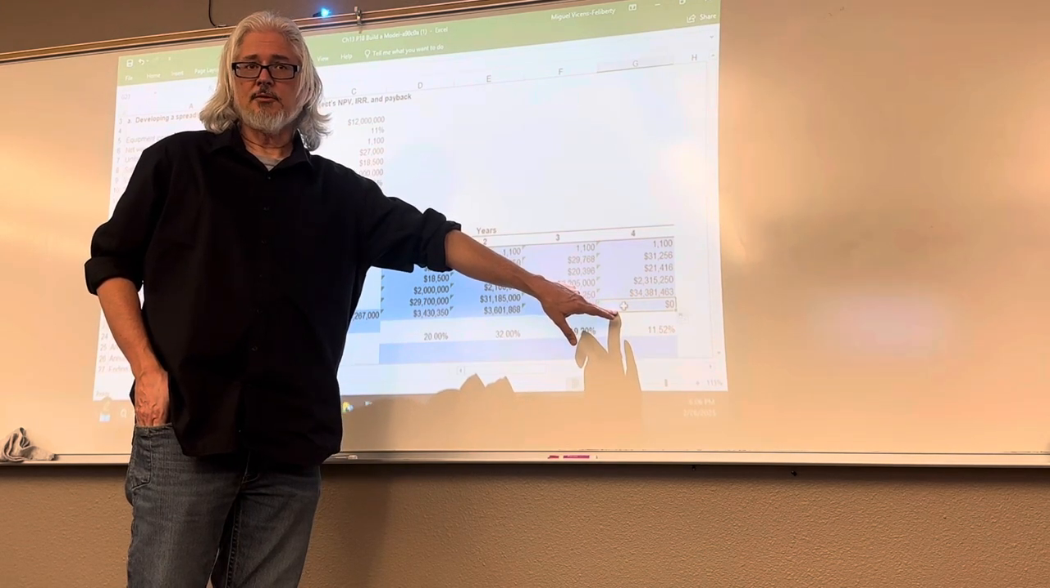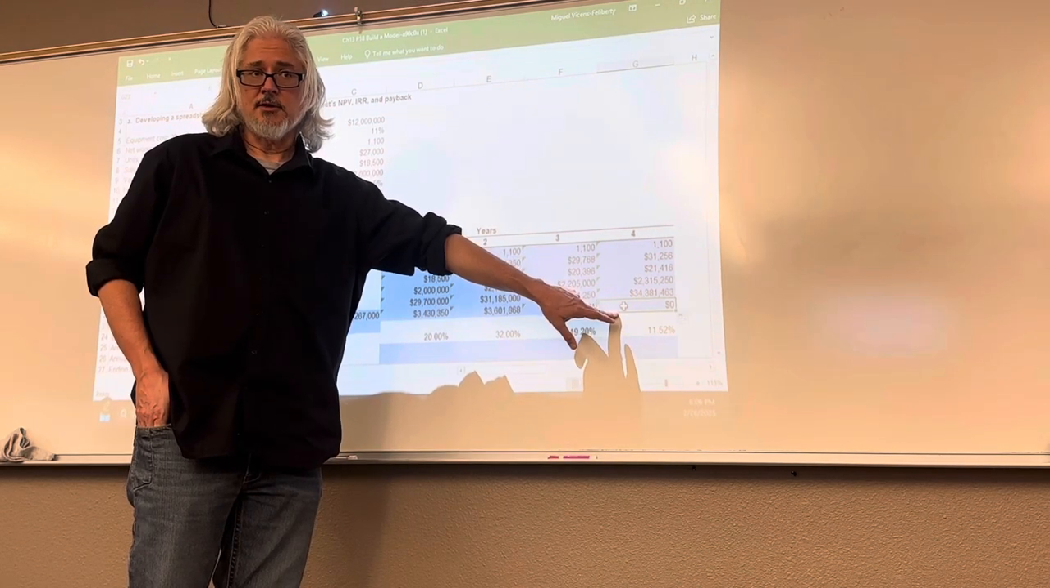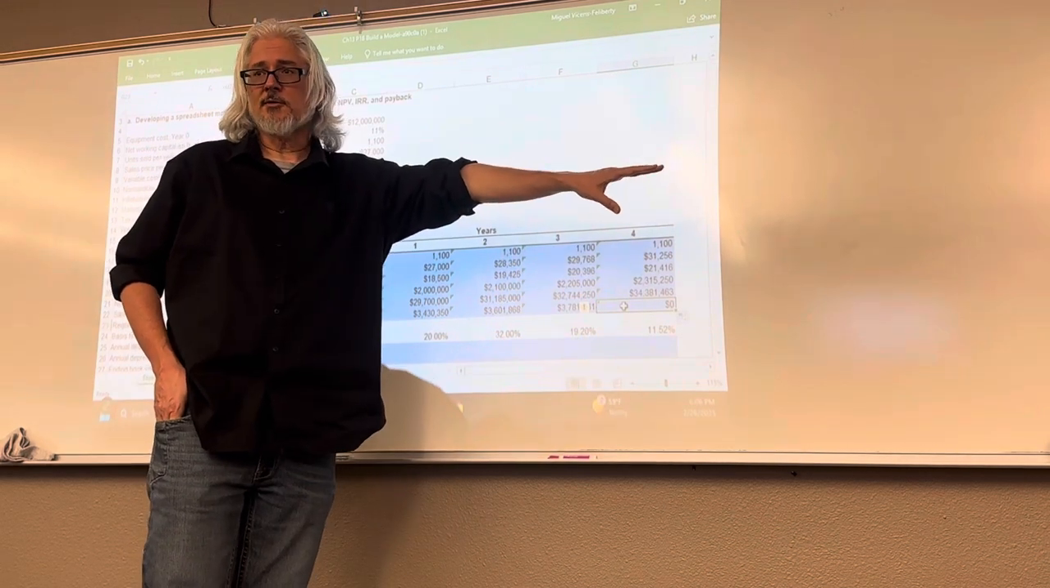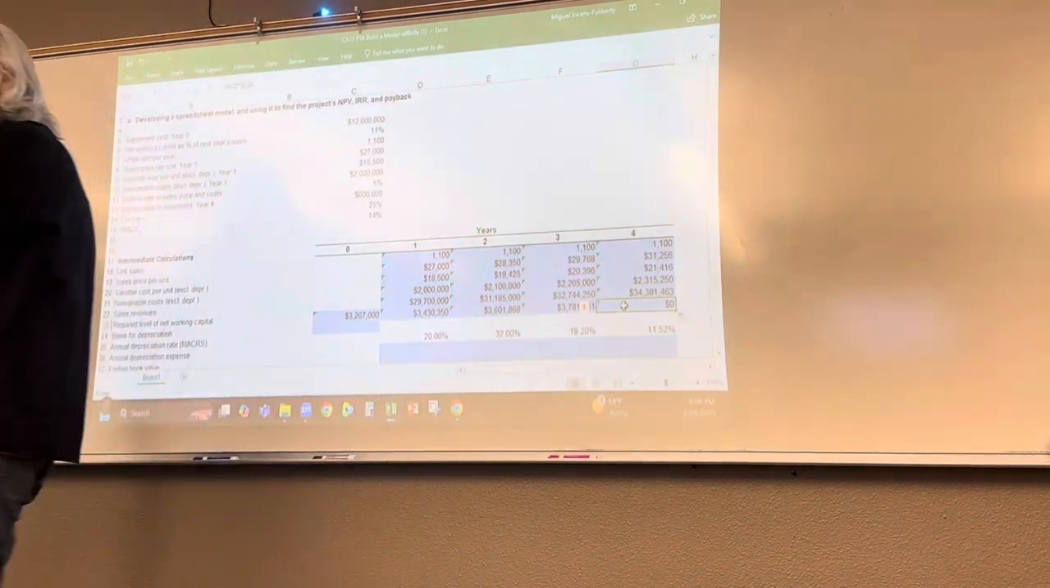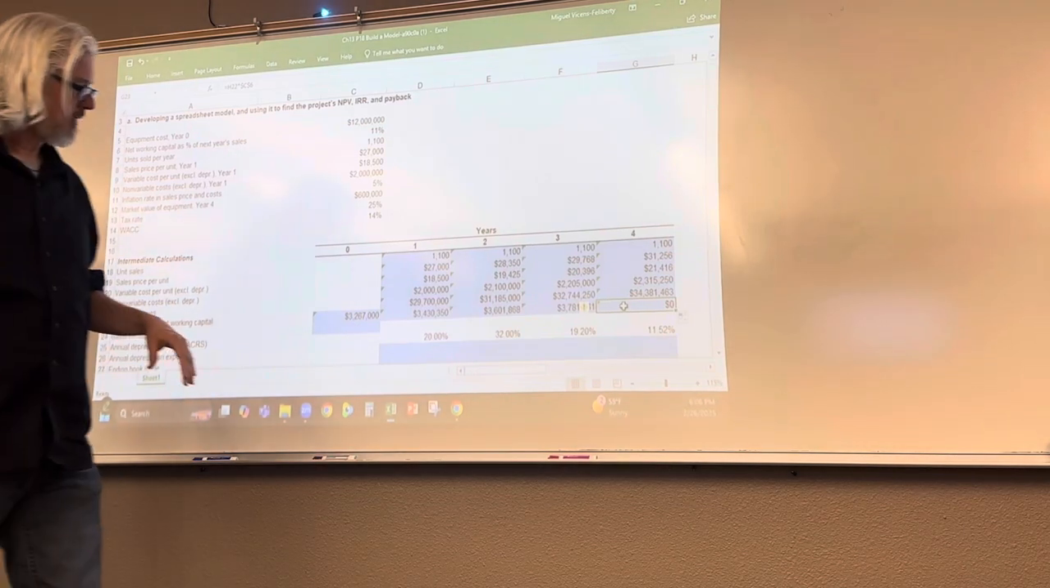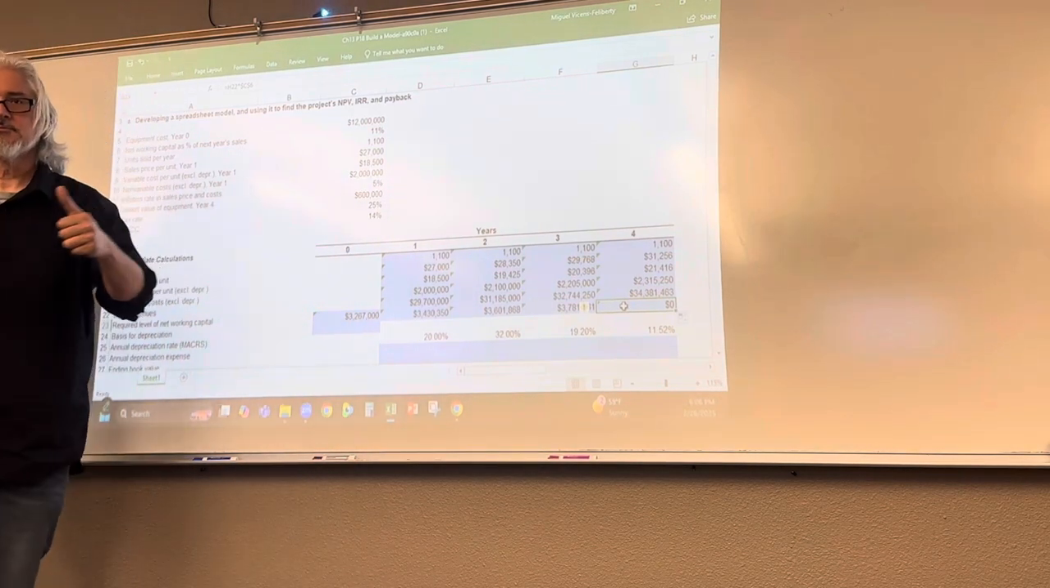My net working capital requirement is 0, right? Because the project's done. So I don't have any new net working capital requirements. And in fact, it's going to reverse as a cash flow, but we'll get to that part in a minute. But this is my level, right? Make sense?